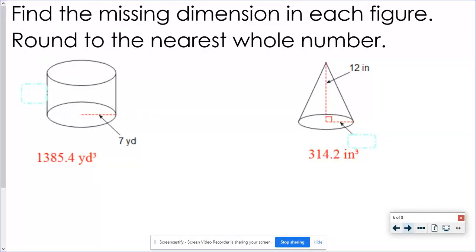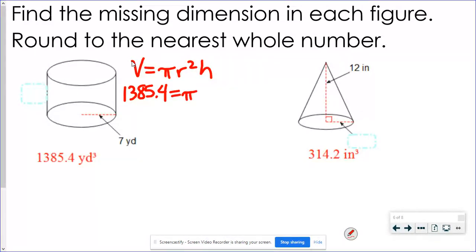Now, here's what we did yesterday. Finding a missing dimension and rounding to the nearest whole number. These numbers are going to be nice answers. So in the first one, I'm still going to start with my formula. V equals pi r squared h. Now let's just put the stuff in that we know. The V is going to be 1385.4. There's a pi. The radius is 7. And the height is what I don't know.